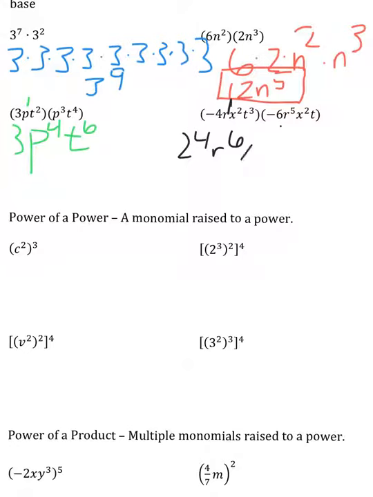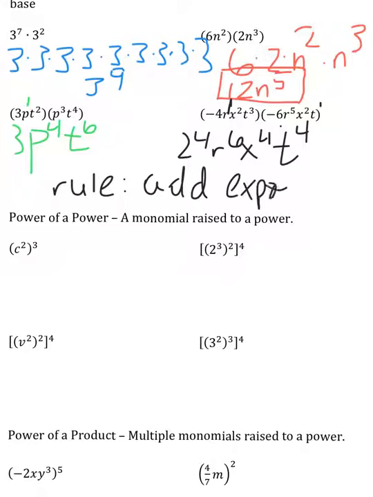So we add the 2's, get x to the fourth, and then a t cubed, and this t is also t to the first. So we have t cubed times t to the first, which gives us t to the fourth. Okay, so we get 24 r to the sixth, x to the fourth, t to the fourth. So our rule here is to add the exponents when you are multiplying two monomials with the same base.